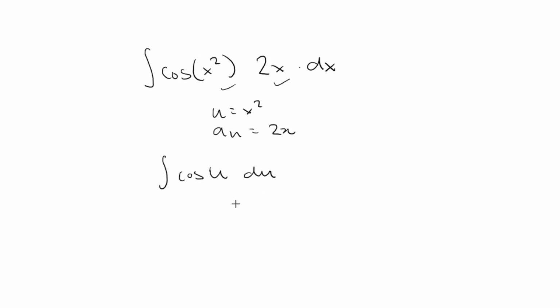Now, the integral of cosine of x is sine of x. If you don't know that, then have a look at a table of integrals, and that'll show you. So this is actually sine of u plus c. Now we plug in the original expression back, and we have sine of x squared plus c. So that is the answer to that problem. Let's have a look at one more example.